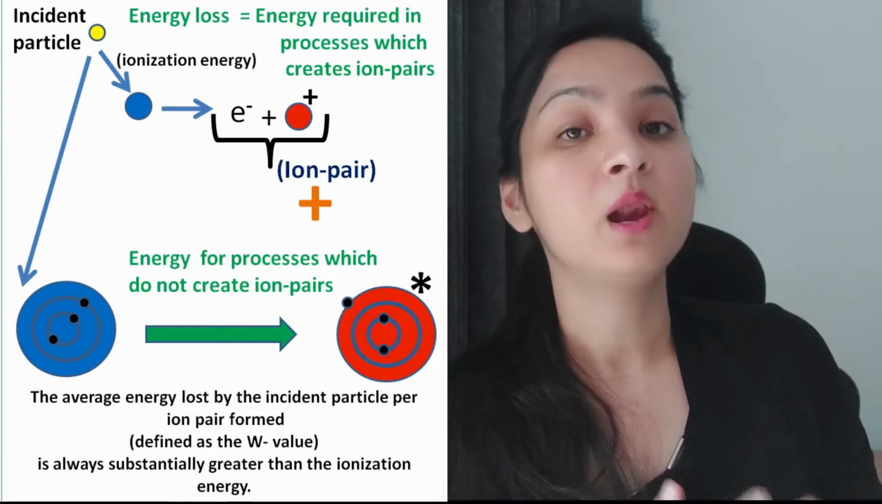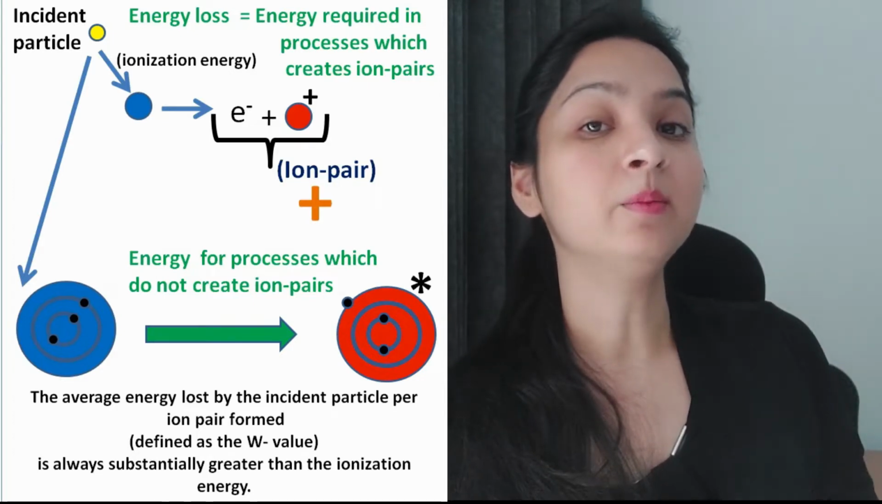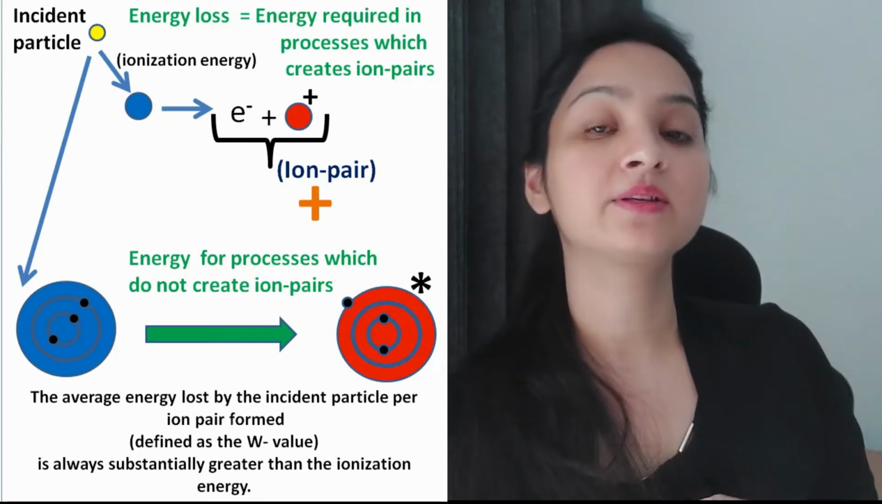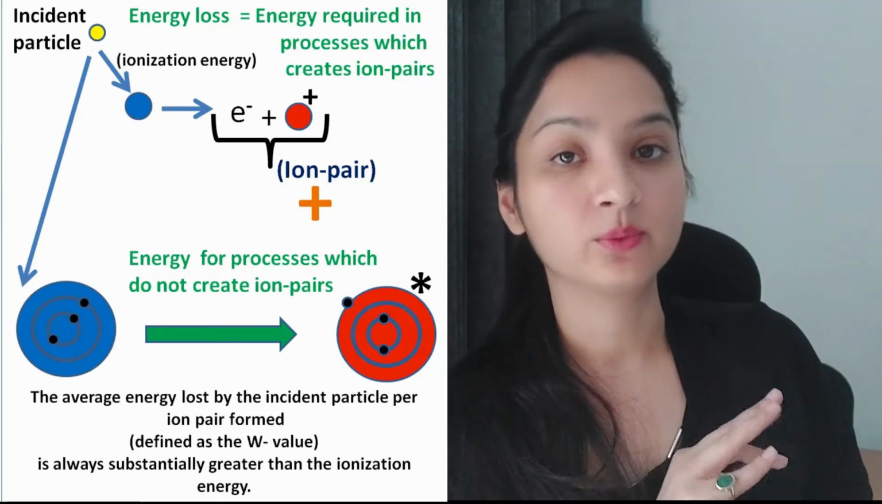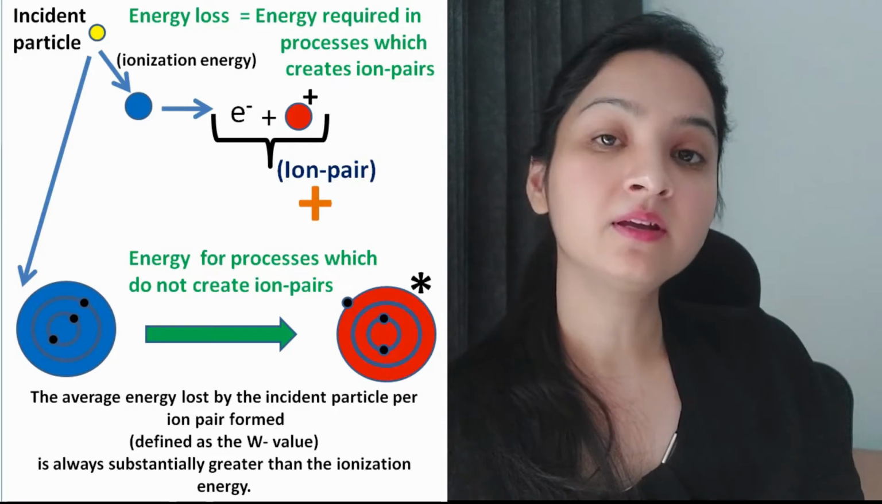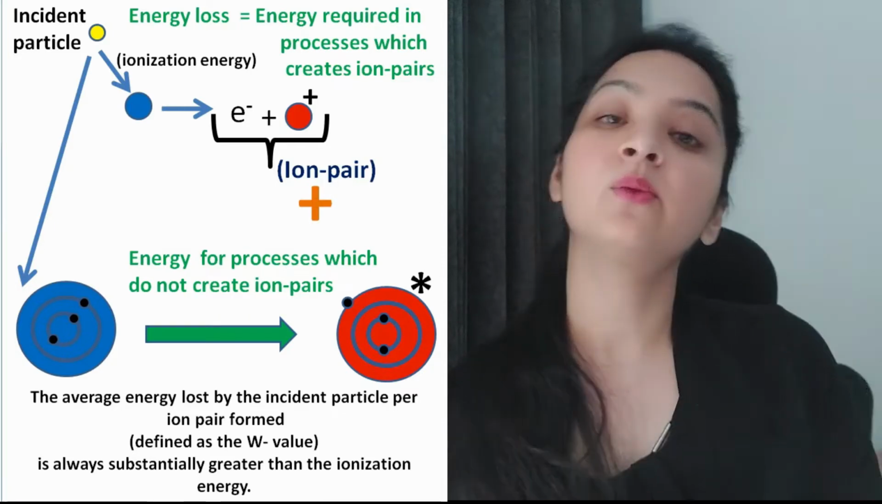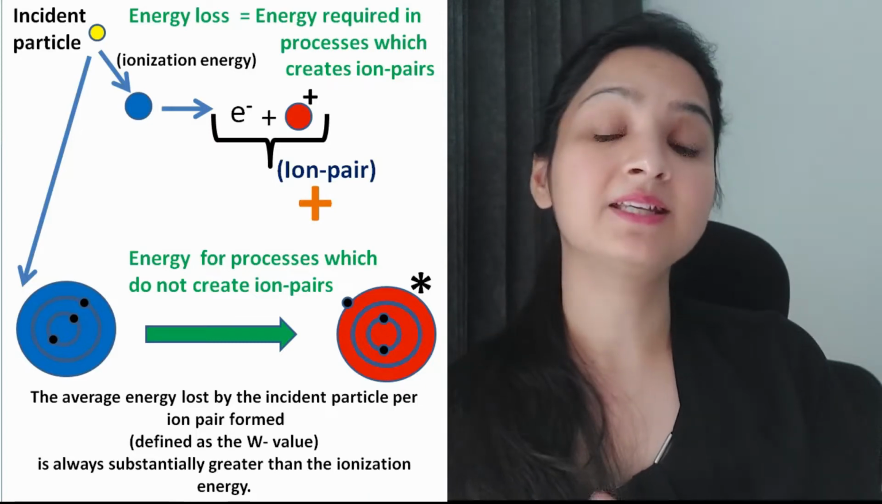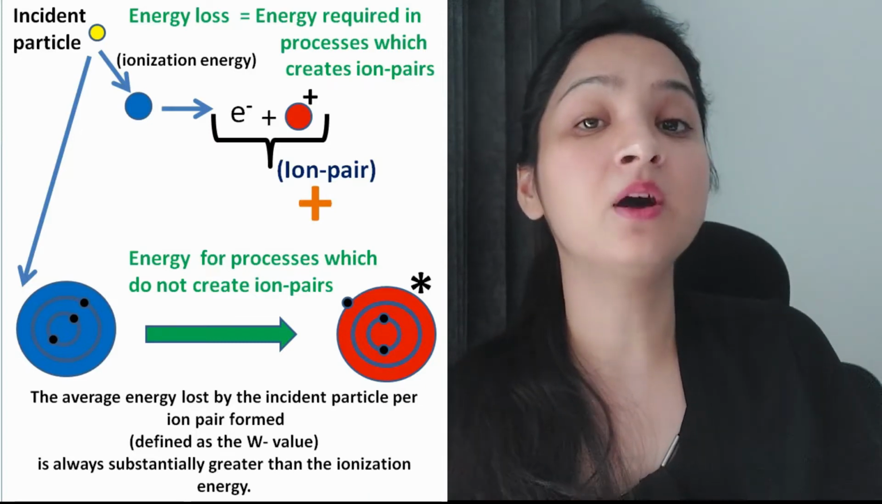Average energy lost by the incident particle per ion pair formed, इसको मैं define कर रही हूँ. I'm defining this quantity as W value. W value क्या होगी? This value will always be greater than the ionization energy. Why? Because it comprises of the energy lost.